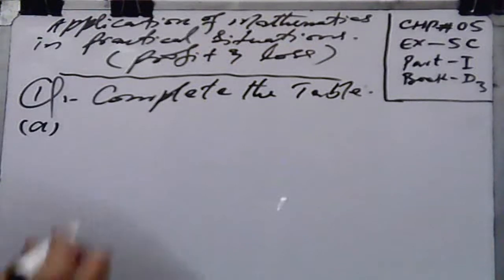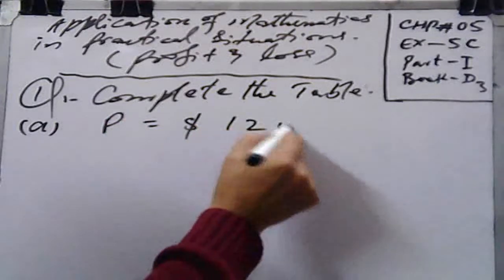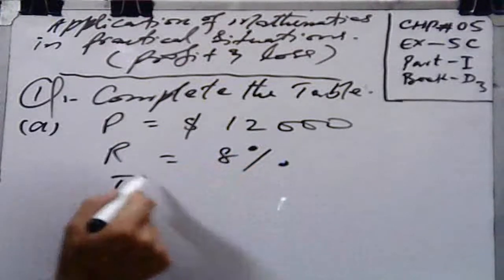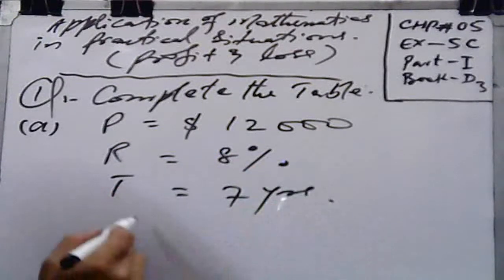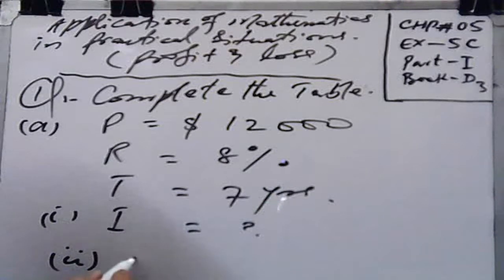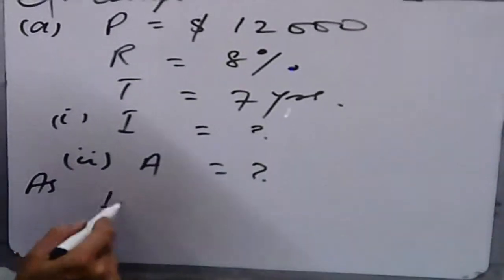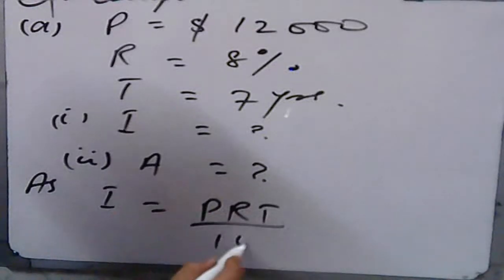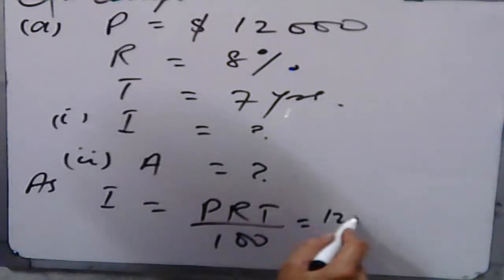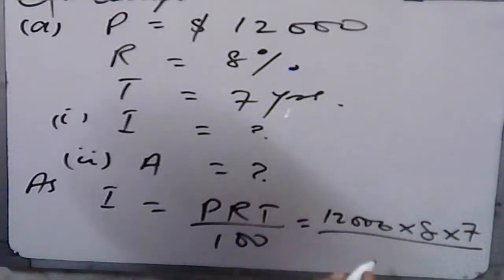In part A you can see that the principal amount P is given to you, that is $12,000, and the rate of interest is 8% and time is 7 years, and we have to find simple interest I in the first part, and in the second part we have to find the total amount A. For simple interest we have a simple formula: simple interest is equal to PRT divided by 100. So putting the values here, the principal amount is 12,000 multiplied by rate of interest 8% and time 7 years, divided by 100.